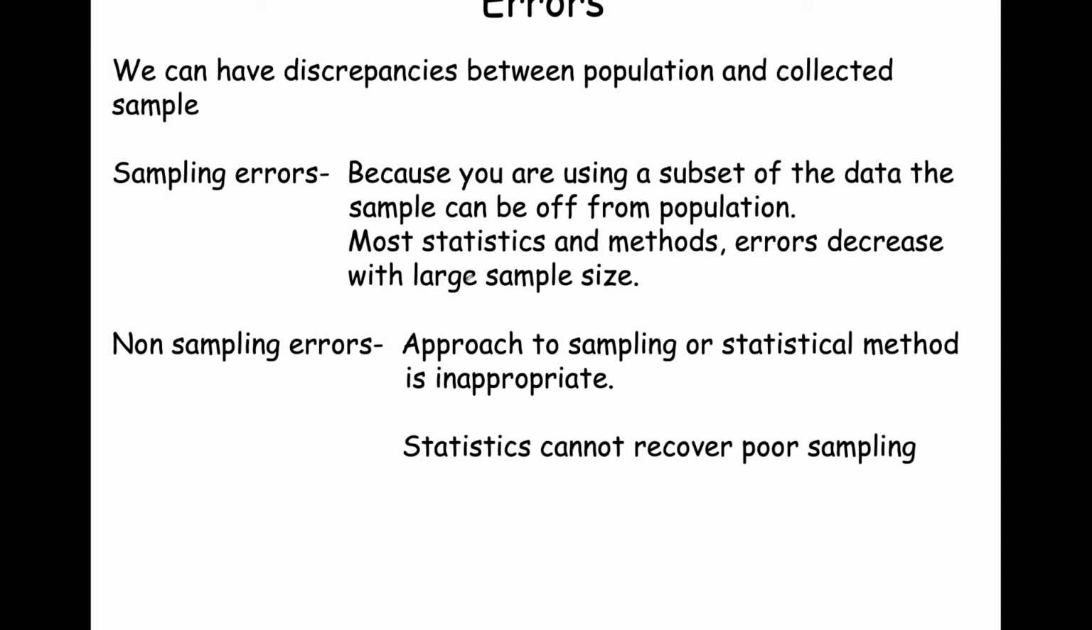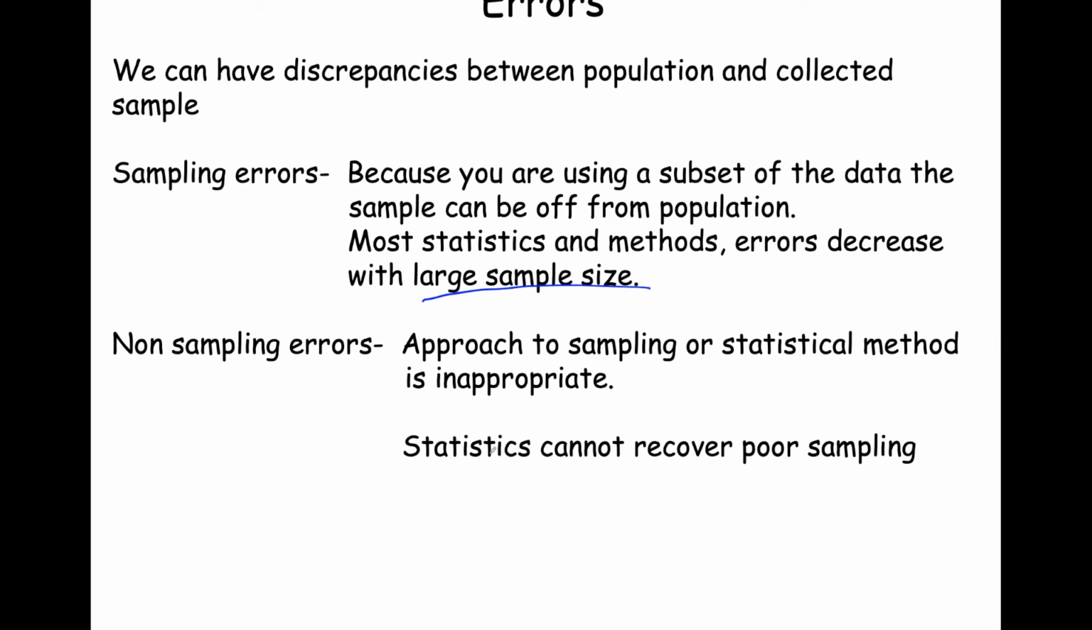Now, fortunately, most sampling errors, you can alleviate or improve upon or decrease those errors by making the sample size large. So that's a good thing. But there are other categories of errors called non-sampling errors. Now, non-sampling errors arise from the fact that there's some fundamental flaw with how the sample was designed. Now, this means that the approach to sampling or the statistical method you employed is not appropriate for the type of data that you have. Something is being thrown away that you can't afford to throw away, or invalid assumptions are being made.